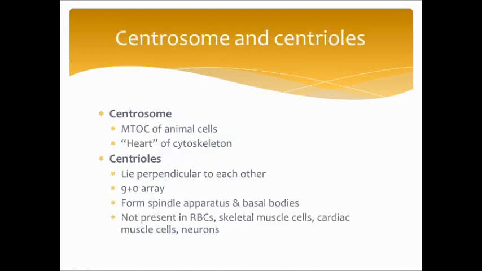Centrosomes and centrioles. So centrosomes are the MTOC of the animal cells, or the microtubule organizing center. They surround centrioles in cell division, so they are the heart of the cytoskeleton. Centrioles are going to lie perpendicular to each other and generally occur in pairs. The 9+0 array is talking about how the microtubules are arranged to form these centrioles. They form the spindle apparatus and basal bodies that are needed for mitosis. They're not present in red blood cells, skeletal muscle cells, cardiac muscle cells, or neurons, which is why these cells do not divide regularly.